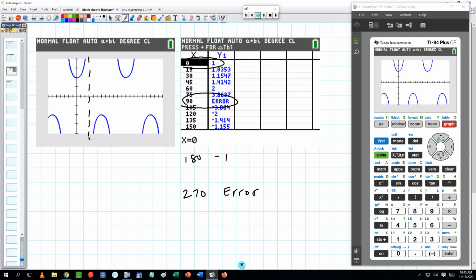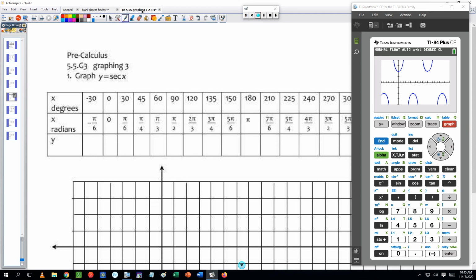And somewhere in between, I think it would be about right there, is 270. Those will be asymptotes. Nice point here, this 1. Low point, nice point here, negative 1, high point. Let's fill in the table.